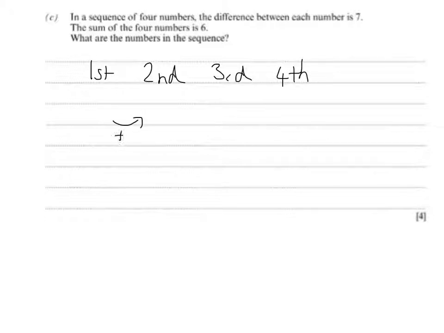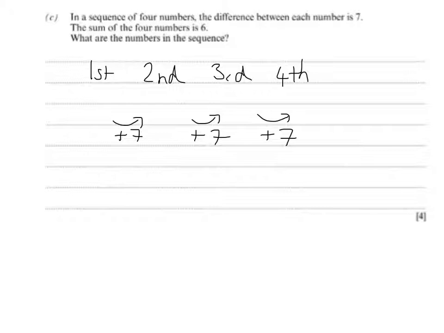So to get from the first to the second, we add 7, second to the third, we add 7, and third to the fourth, we add 7. Okay, and we know that the sum of the 4 numbers equals 6. So if I do first plus second plus third plus fourth, the answer will be 6. So a little bit of algebra here.